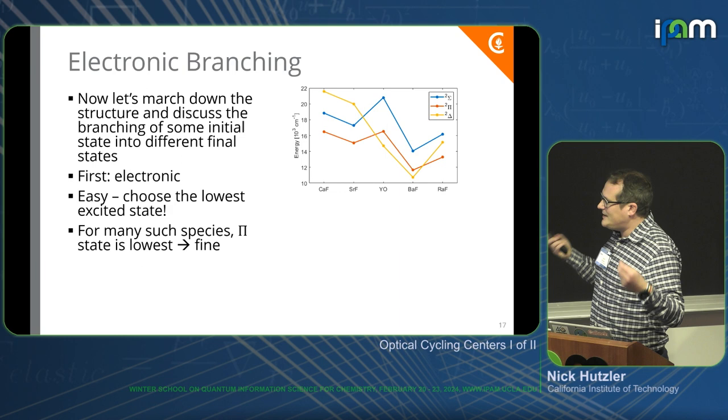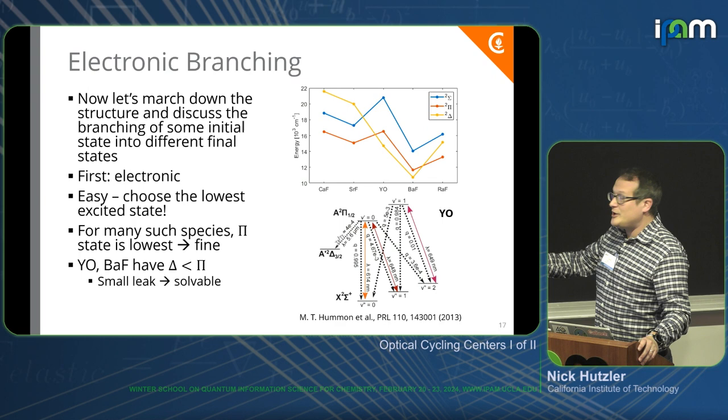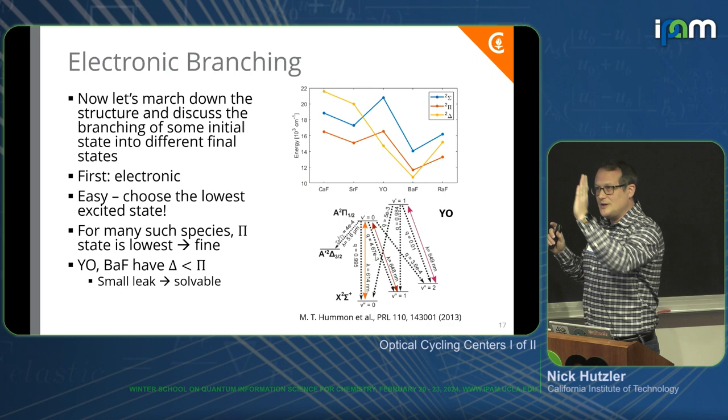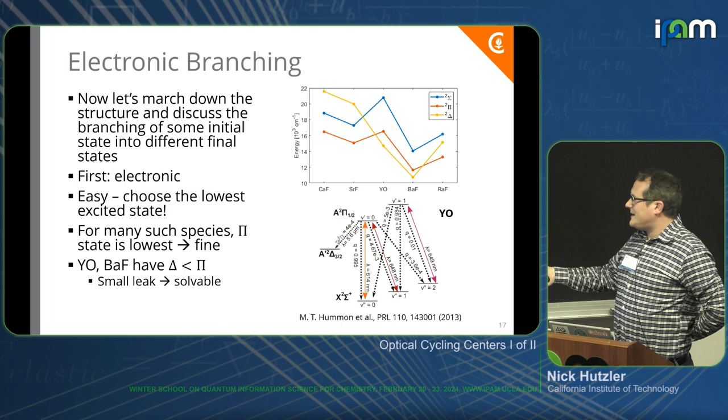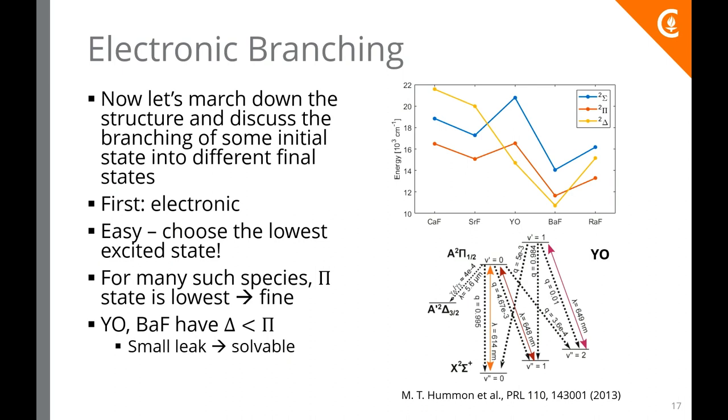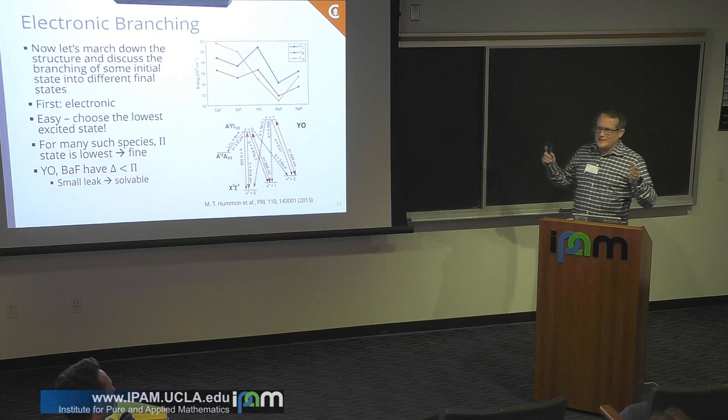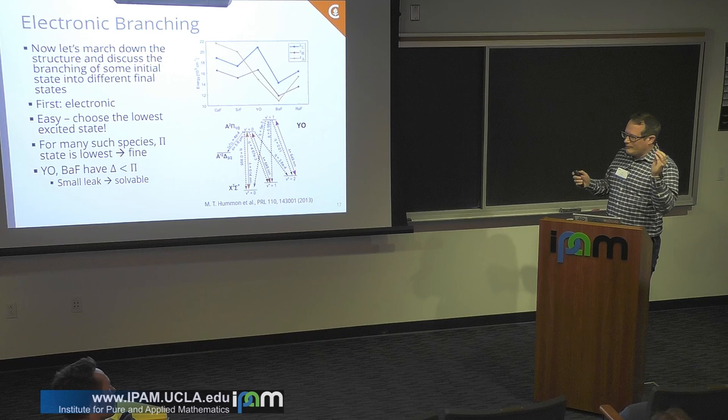For some of these, like yttrium oxide, so yttrium oxide is sort of chemically identical to an alkaline earth fluoride. Yttrium is one to the right from the alkaline earths, and oxygen is one to the left. So yttrium oxide has basically the same structure as, say, calcium fluoride, but with this catch that it has a sort of intruder state, a delta state below this pi state. And so you get some electronic leakage to this unwanted state, but it turns out that it's very small. And so you can basically just add a laser to repump it and it's fine. So, okay, whatever. So the electronic branching is solved. Choose the lowest electronic excited state.